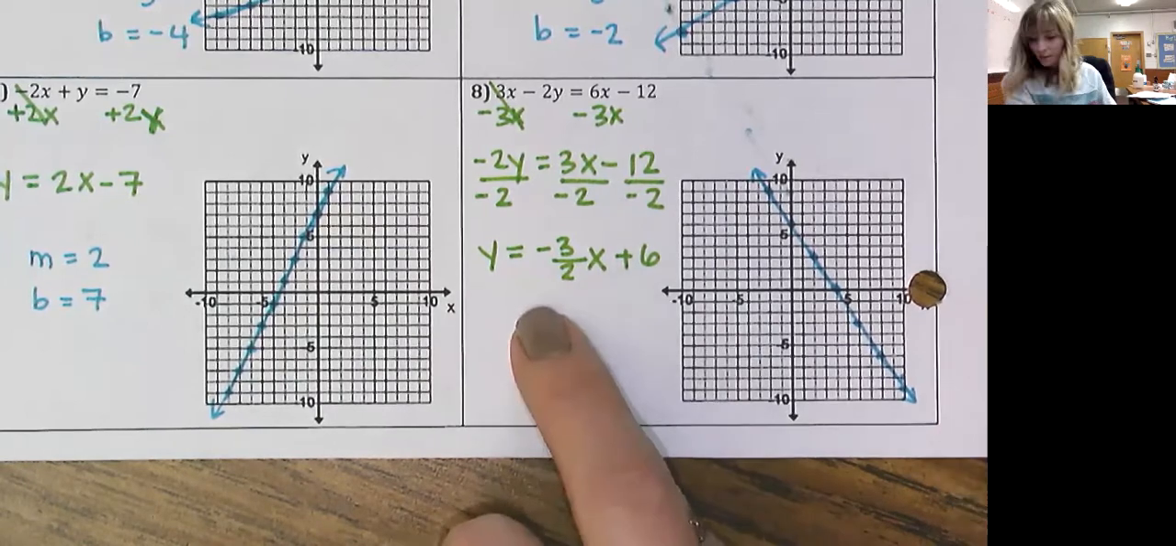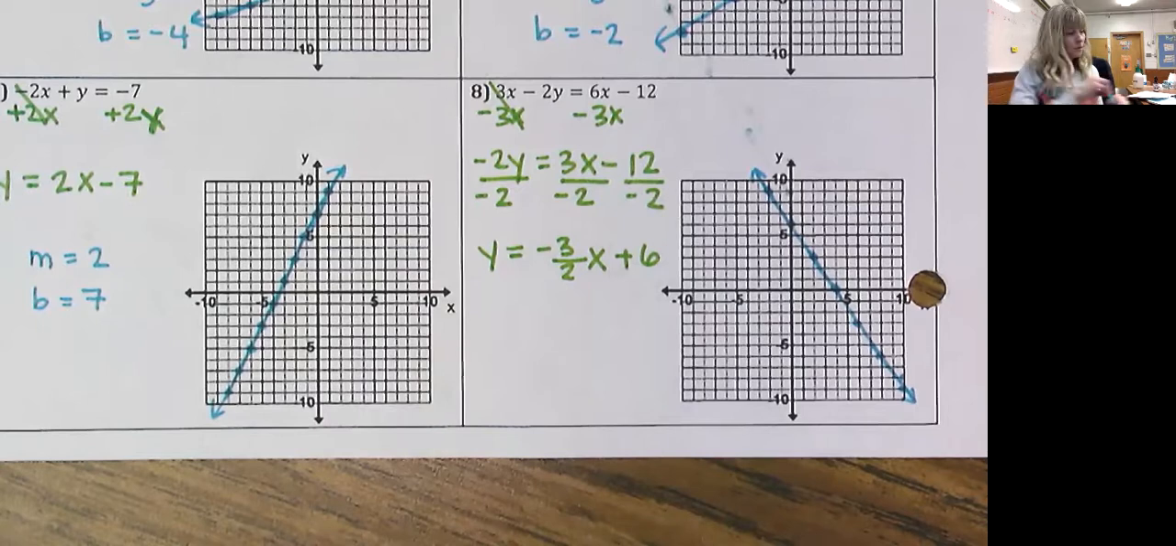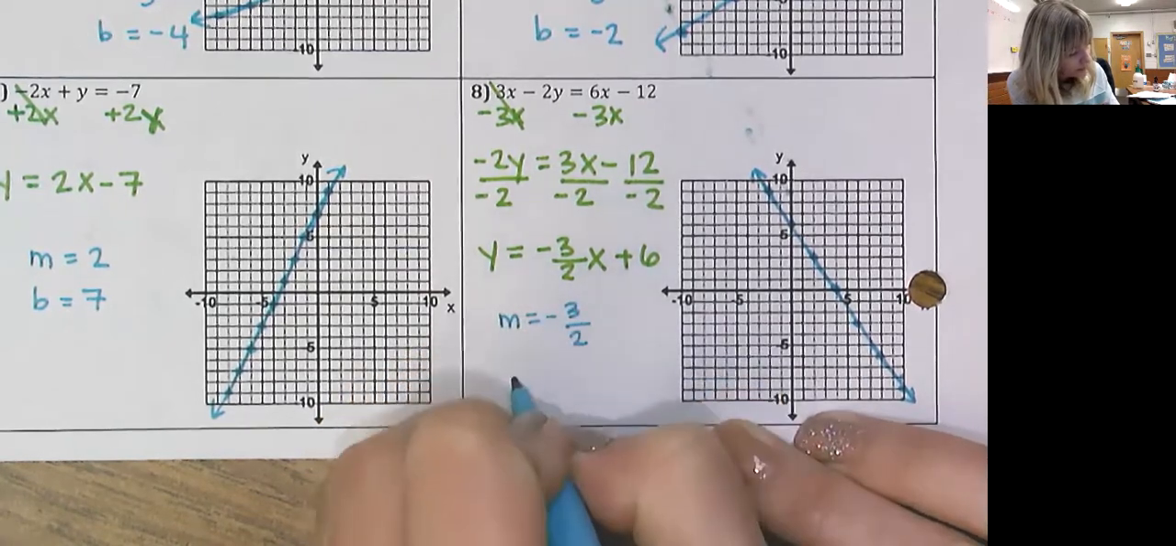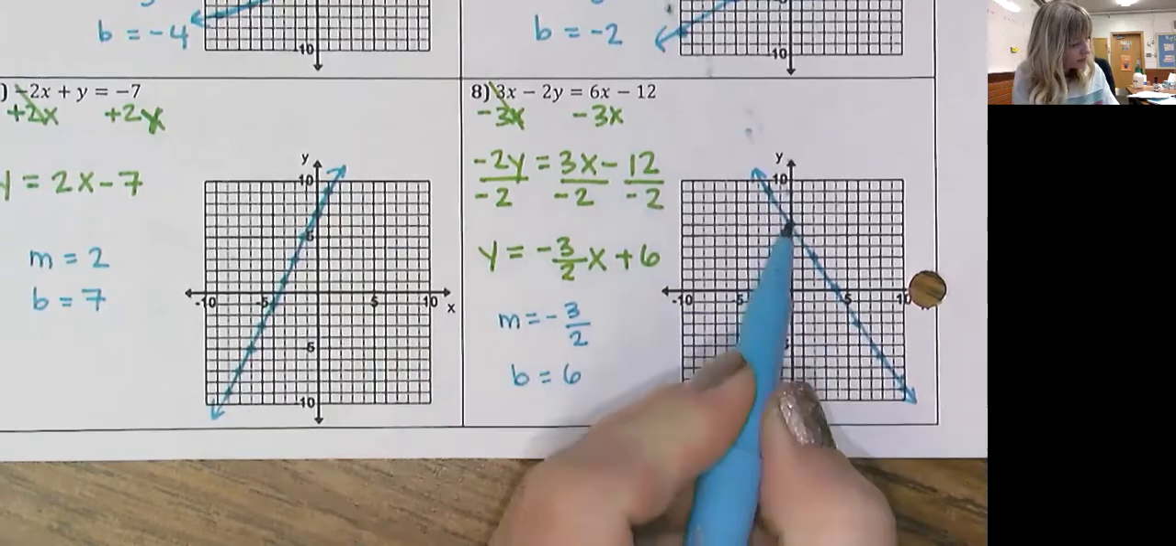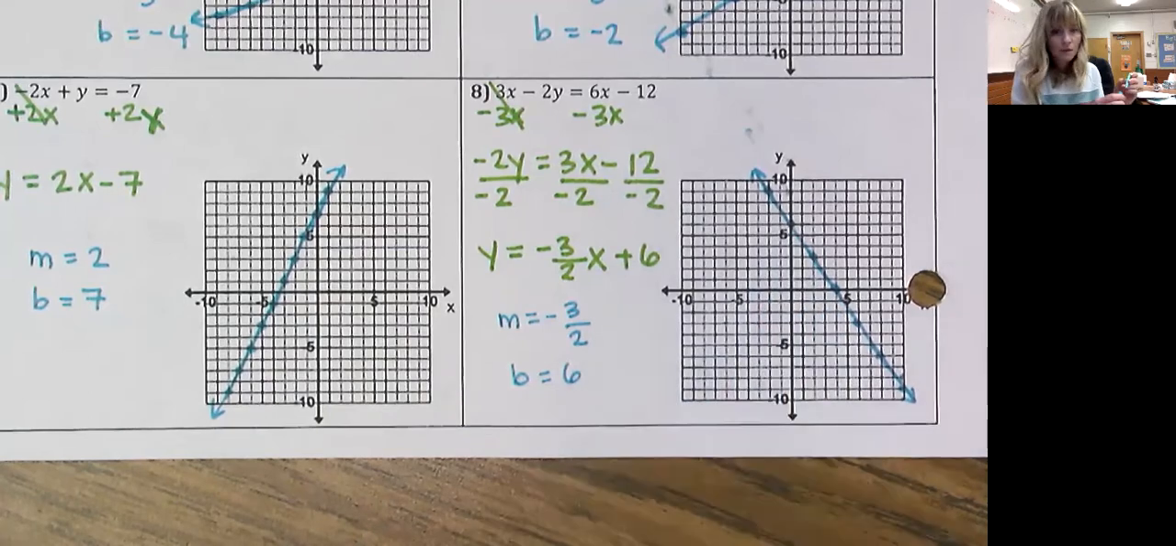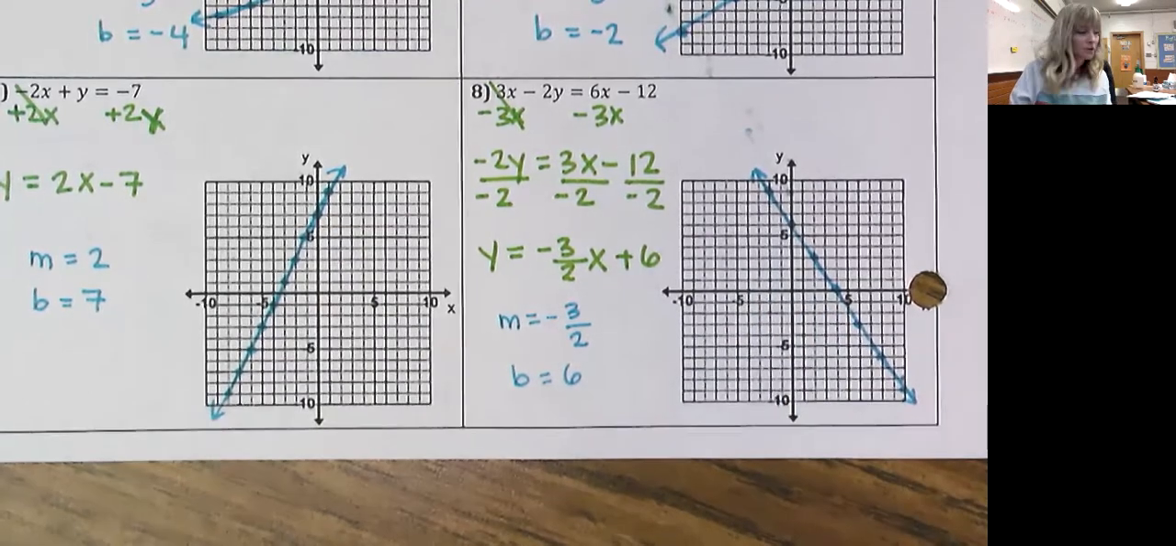So now I'm doing m equals negative 2/3. This is a negative slope, and b equals 6. So I'm up here at 6 going, and then I go down 3 over 2, down 3 over 2. Hopefully we're getting better at positive and negative slope and getting that in the right direction.